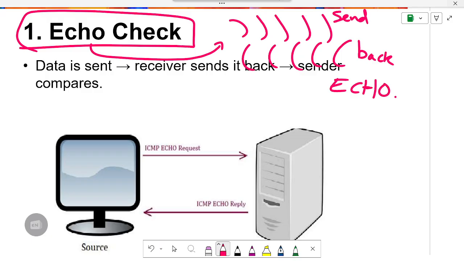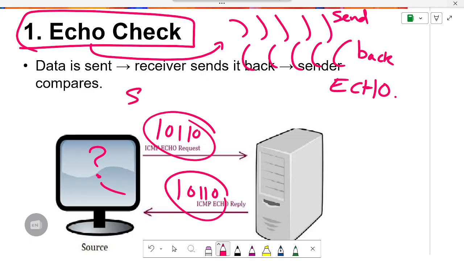Now, we can determine if the data is correct. If you have 2 computers, you send the data 10110. How do I know that the computer got the correct data? Well, the computer will say, hey, I got some data. I'm going to send the exact same data back to you. 10110. And this computer will say, is this the same? If it's the same, what does it mean? Carol. If the data comes back and it's exactly the same, what does that mean?